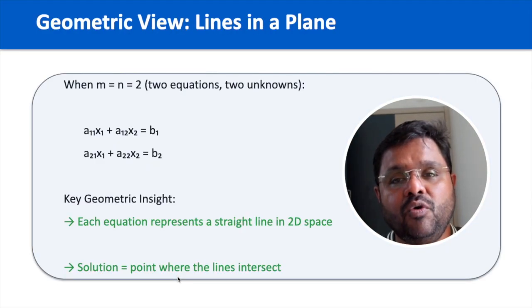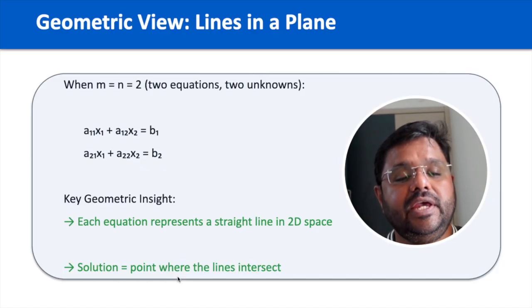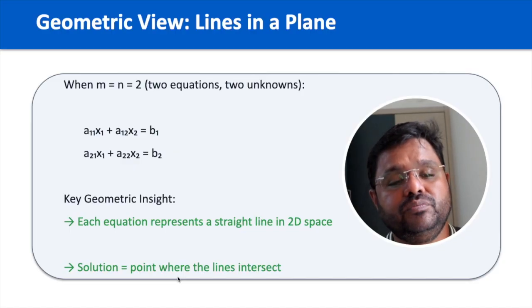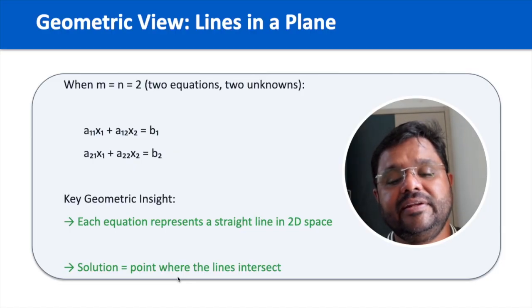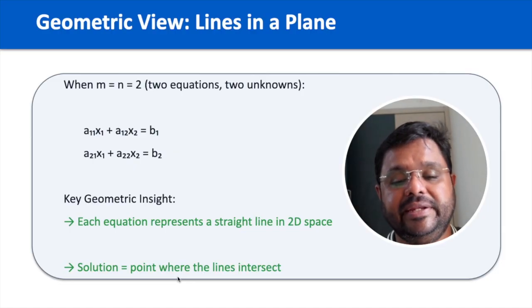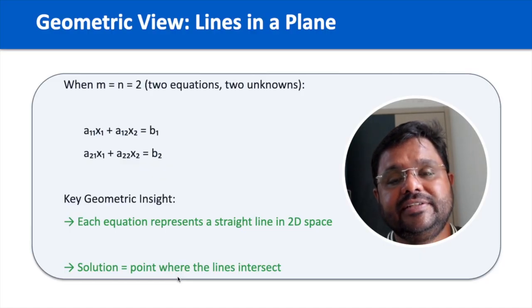Now let us see how it looks geometrically. See the two-dimensional case where m is equal to n is equal to 2, that is 2 equations and 2 unknowns. It is like a11x1 plus a12x2 is equal to b1, a21x1 plus a22x2 is equal to b2. Here the geometric interpretation is, we have two equations, and each equation represents a straight line in the two-dimensional space or plane. And what is their solution? Their solution will be the meeting point of those two lines.